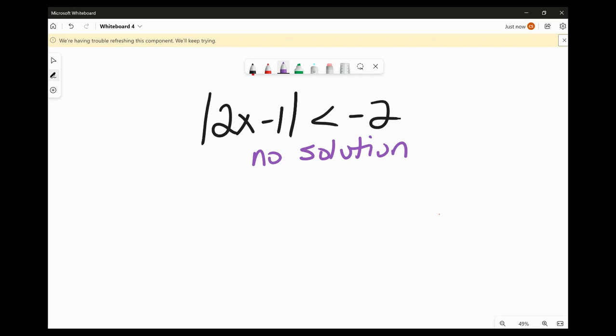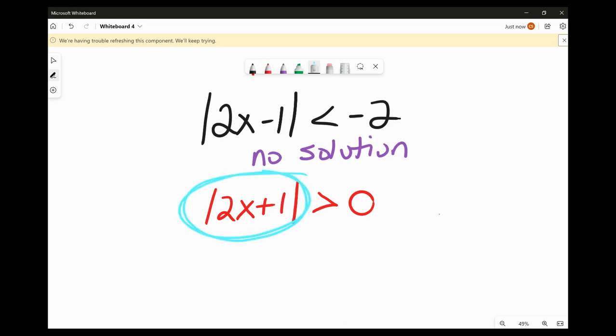Then the second thing is you might have something that looks like this. Let's do the absolute value of 2x plus 1 is greater than 0. Okay? If you notice, the absolute value, which is always going to be a positive number, will always be greater than 0. So this would be all real numbers.